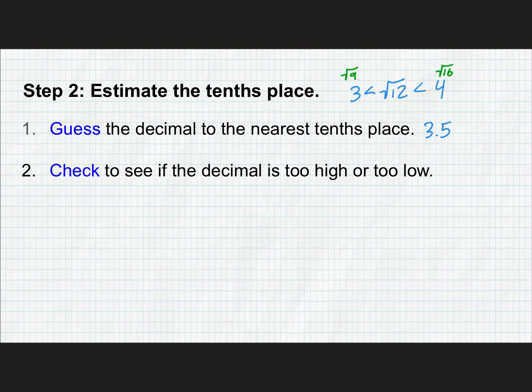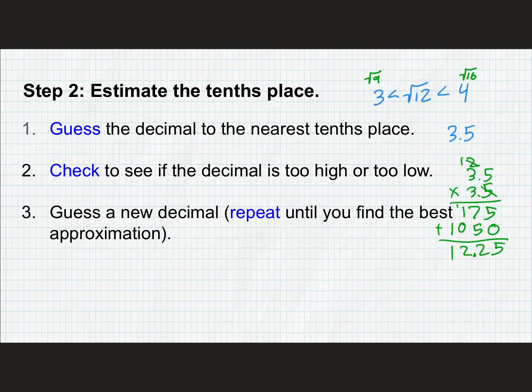Next, we will need to check to see if the decimal is too high or too low. We can do this by multiplying 3.5 times 3.5. Remember, you'll multiply it just like a normal number until you get your result. Then you'll have to place the decimal in the correct place. So 3.5 is actually a little bit too high because 12.25 is bigger than 12.